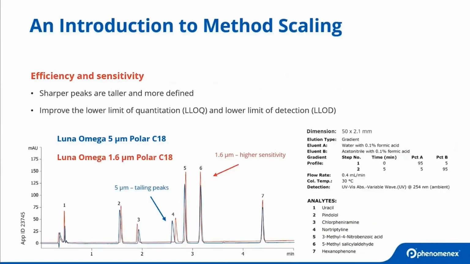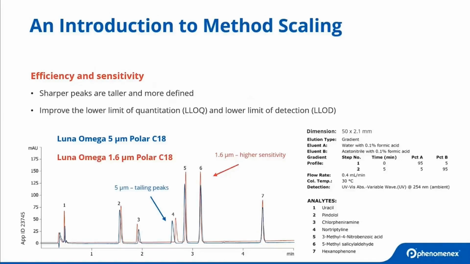Efficiency and sensitivity. Once again, we are speaking to achieving sharper peaks. Ultimately, this will improve your ability to work towards lower limits of quantitation and perhaps even lower limits of detection. And shown here is an example of that. This is a particular example that we will refer to a few times throughout this presentation as we delve deeper and deeper into the details therein.